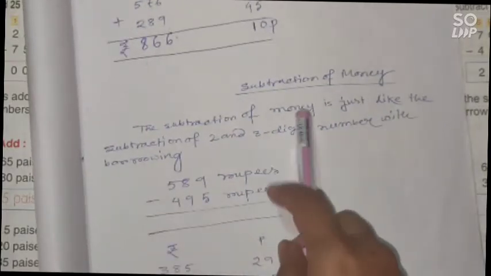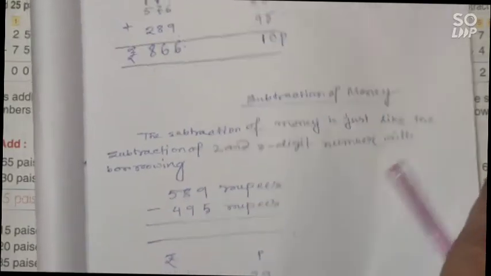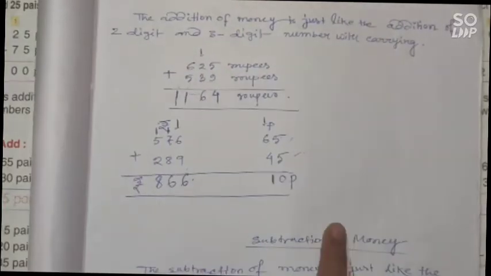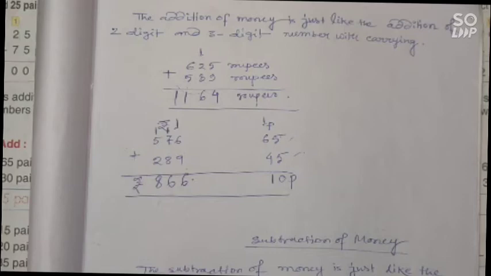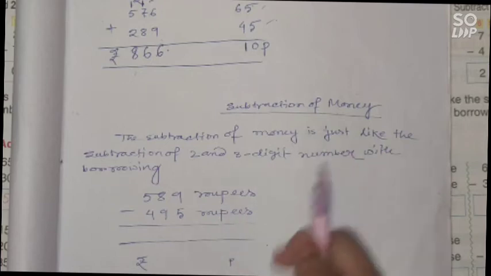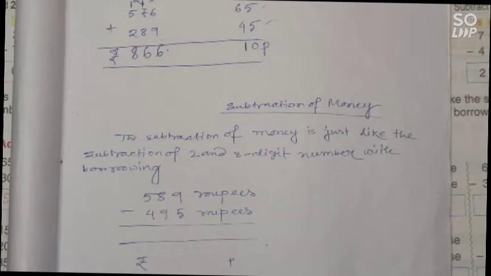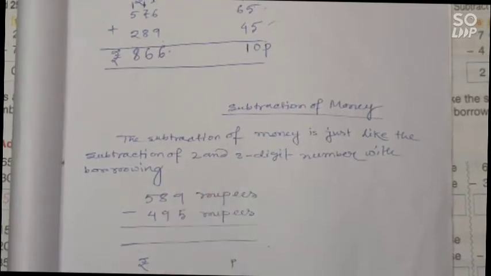This is how you can do the addition. The addition of money is just like the addition of 2 and 3-digit numbers with carrying and without carrying. Next topic is subtraction of money. Similarly, the subtraction of money is just like the subtraction of 2 and 3-digit numbers with borrowing. You have learned well how to subtract 2 and 3-digit numbers with and without borrowing. So the subtraction of money is just like that.